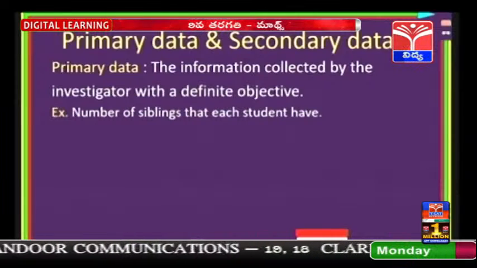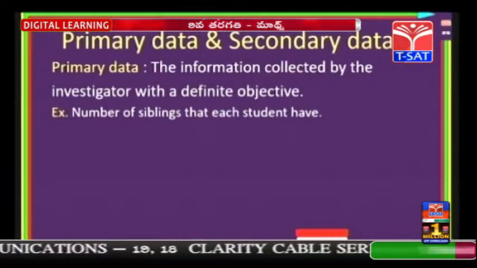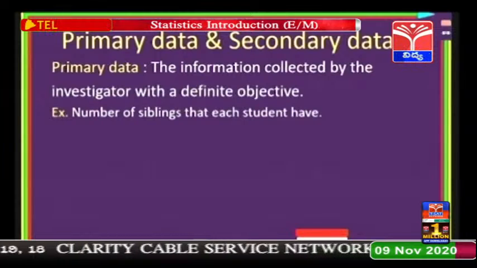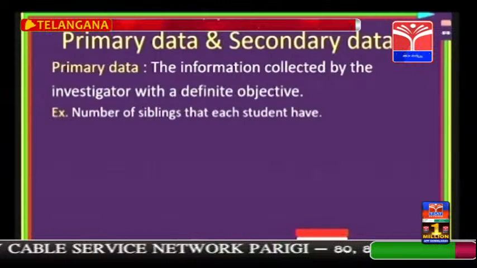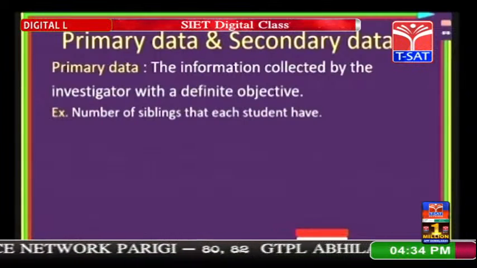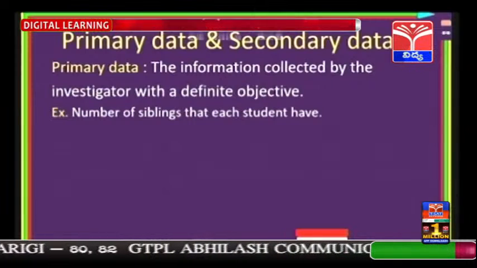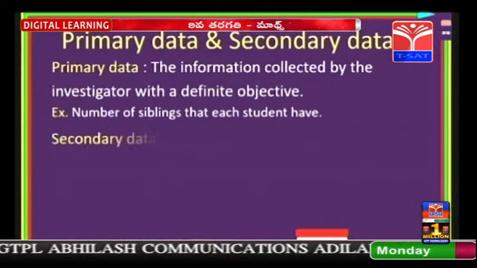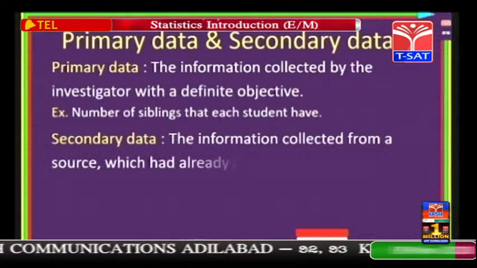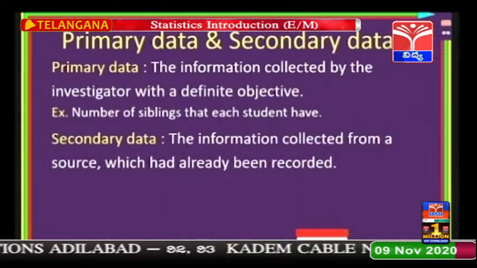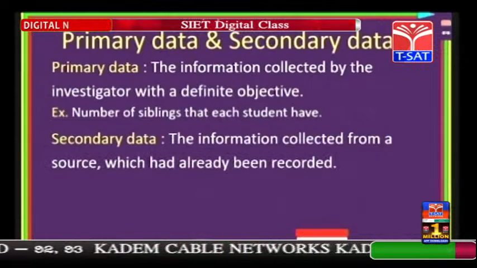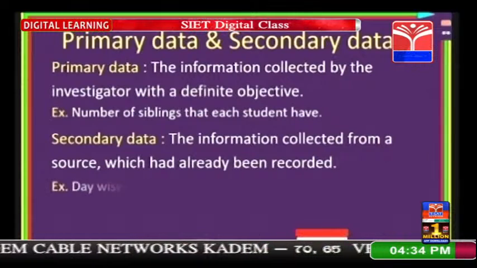Sometimes it may not be possible for us to get information directly from the source. Then what do we do? Then we collect the information from an authentic source. That is called secondary data. The information collected from a source which has already been recorded is called secondary data.